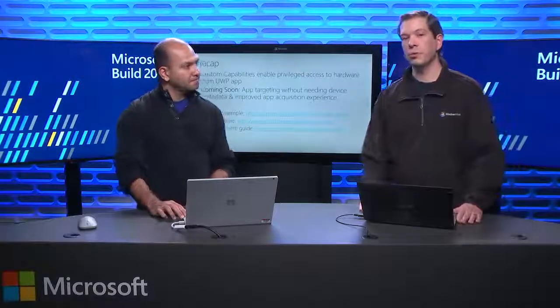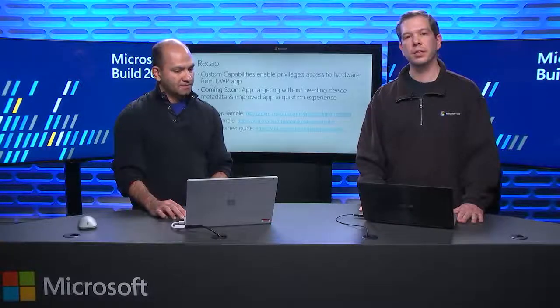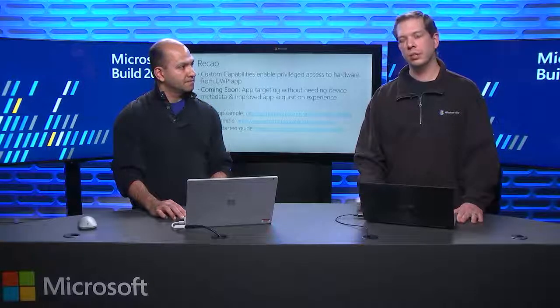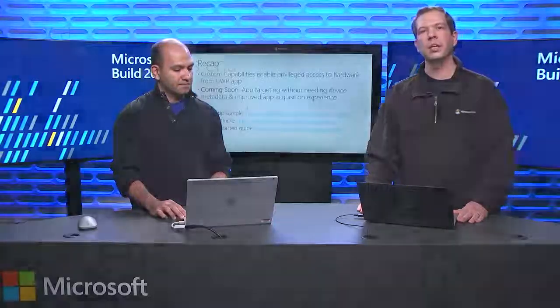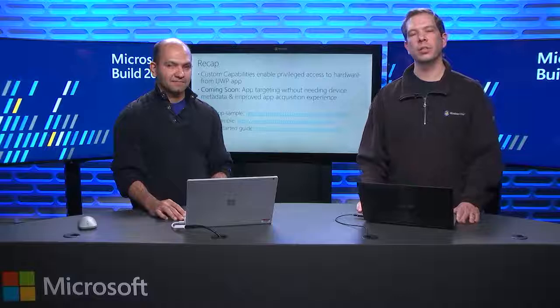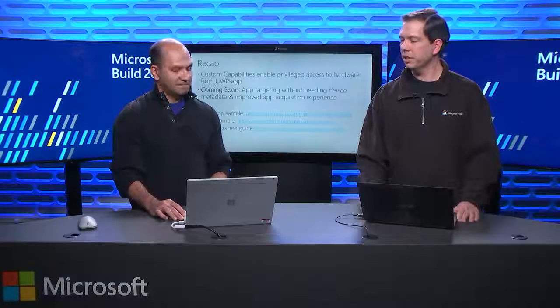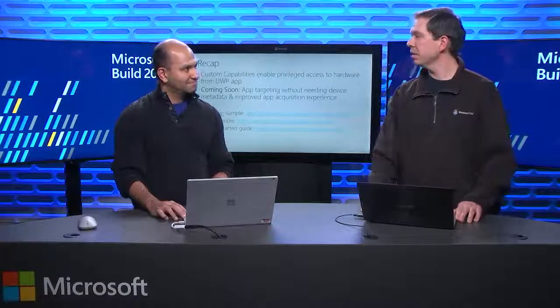So we have some materials available for you. As we mentioned before, you can go to GitHub and get that UWP app sample that we just showed. You'll also find with the WDK, we have updated the OSRFX2 driver sample to also show how to grant access to it using a custom capability. And finally, we have a getting started guide that will walk you through how, as a custom capability owner, you can grant access to your partners and how app developers can also use custom capabilities. So go check those out if you want to dig deeper.